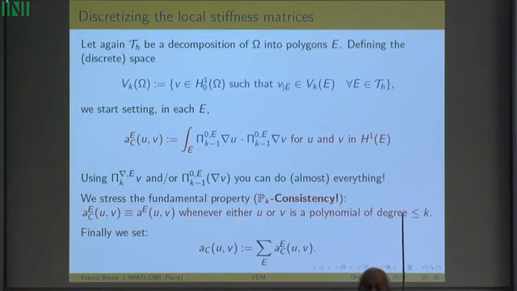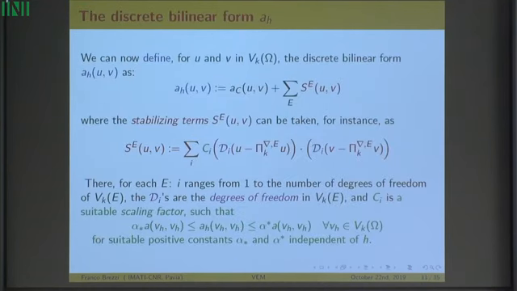But of course, the rank of this matrix, say for k equal 2, you have a rank 5. And you are in a space of dimension 11, and you should do something, okay? So the idea is that you construct the discrete bilinear form by taking the consistency part and then stabilizing.